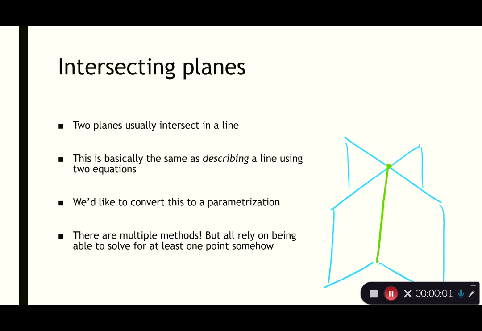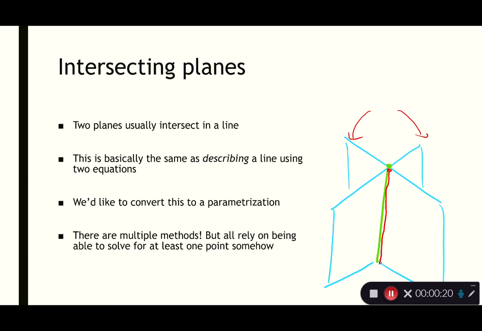So the last topic for the day is intersecting planes. If we have two different planes inside three-dimensional space, they might be the same or they might not intersect at all, but most of the time they have an intersection, which is a line. And what we'd like to do is be able to convert that back and figure out what that line is.